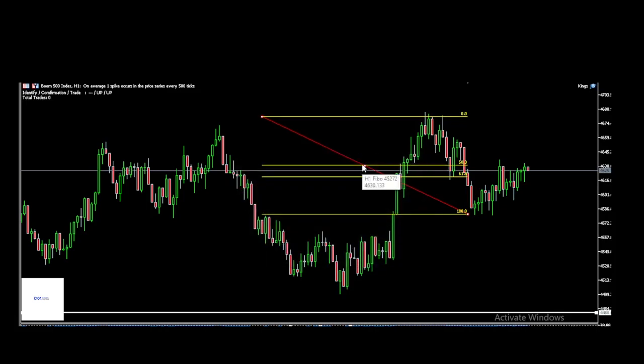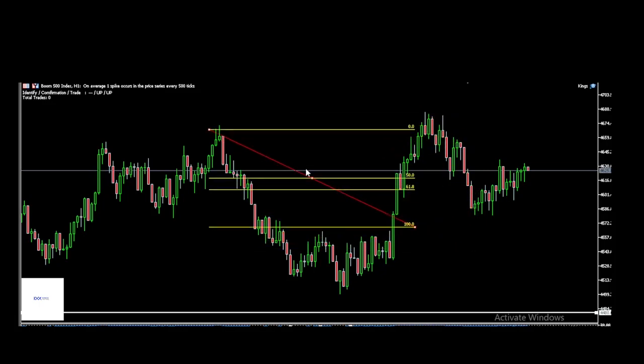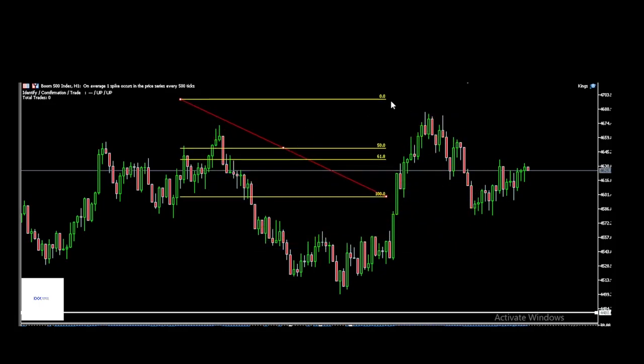So this is my own right here. This is my own Fibonacci retracement, and you can see I have my 0 level up, I have my 50, I have my 61.8, and I have my 100. So the next thing we are going to be covering is which market structure we are using this Fibonacci for.